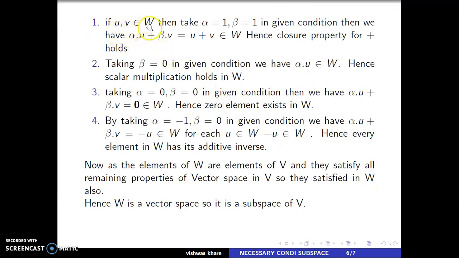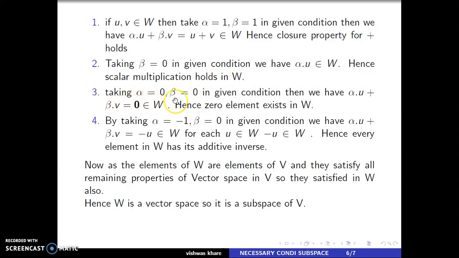First, if U, V belong to W, then take alpha equal to 1 and beta equal to 1 in the given condition. Then we have alpha into U plus beta into V equals U plus V belongs to W. Hence, closure property for plus holds. Second, taking beta equal to 0 in given condition, we have alpha into U belongs to W. Hence, scalar multiplication holds in W.